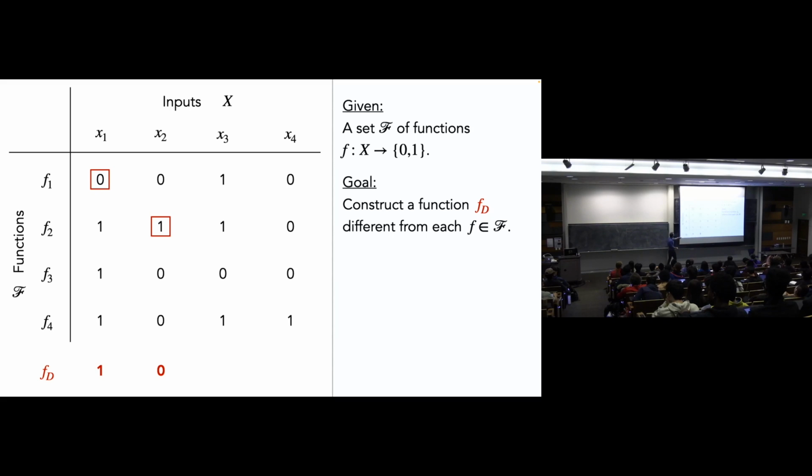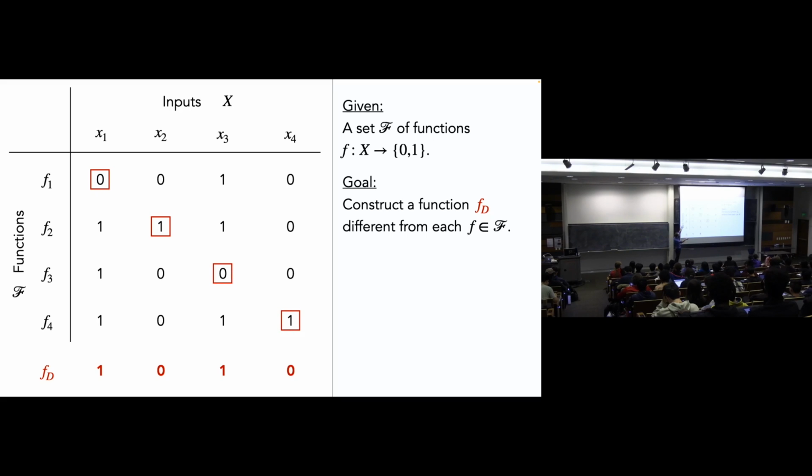So if I were to say, oh, for f_d, I made it different from f1 on input x1, and I'll try to make f_d also different from f2 on input x1, I can't do that. There will be a conflict. This is 0, this is 1. I could not make f_d different from both f1 and f2 on input x1. I need to pick a new input and do this. Good. So then I move on.